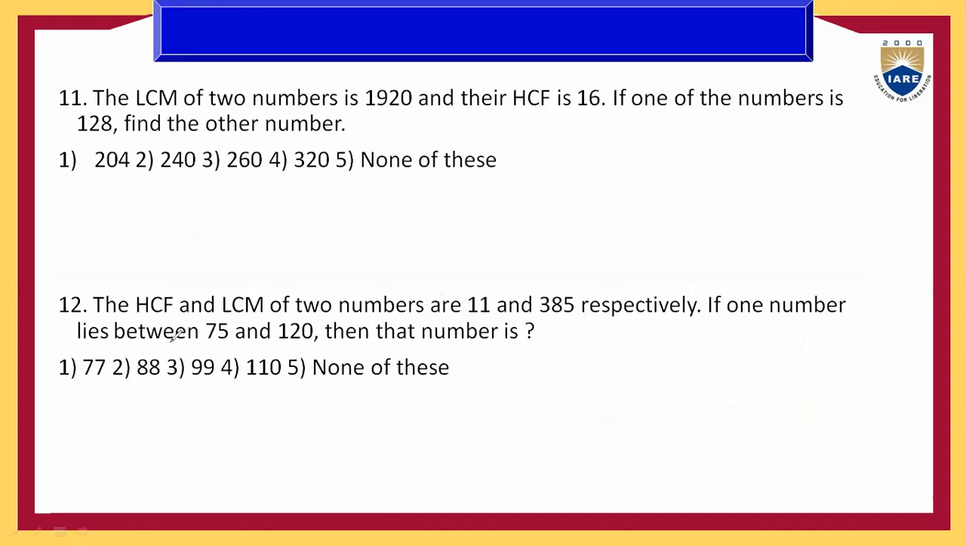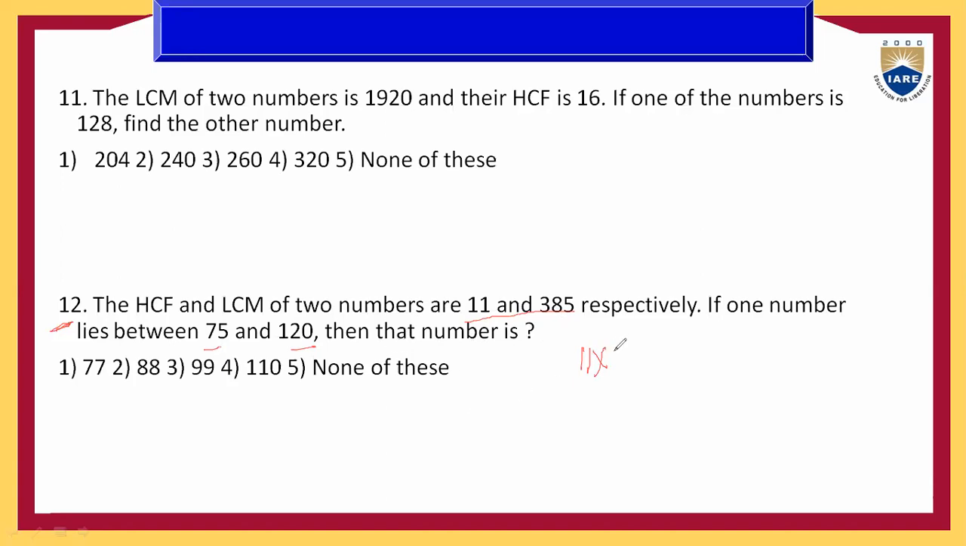Next, here we see the 12th problem. The HCF and LCM of two numbers are 11 and 385 respectively. If one number lies between 75 and 120, then that number is. So LCM into HCF equals the product of the numbers. Here one of the numbers is not given, only that it lies between 75 and 120. So first we find the two numbers. How to find the two numbers here?